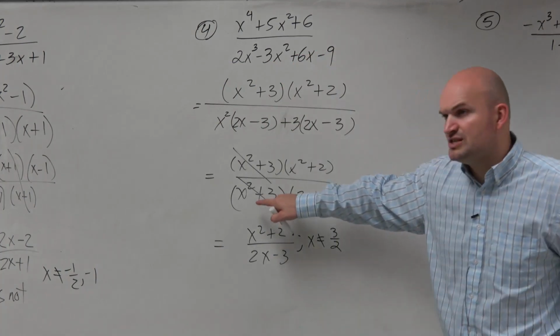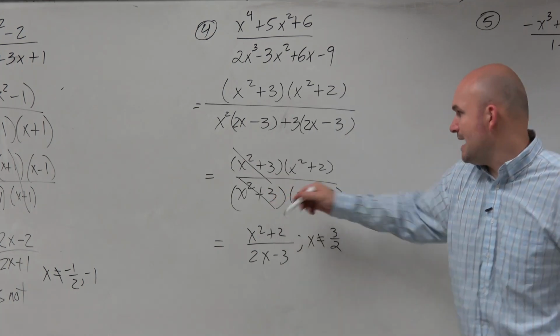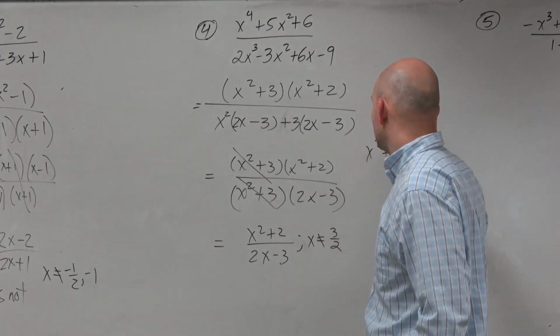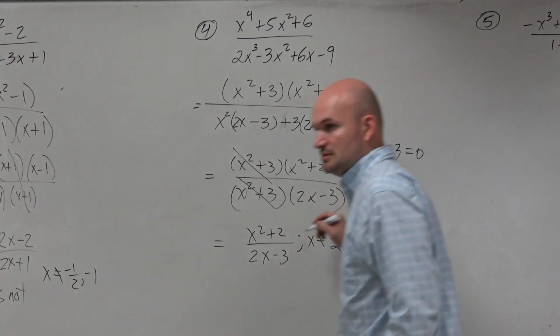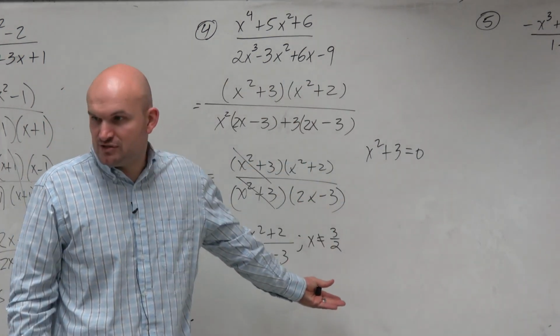But why don't I use this one? Why doesn't this have a restricted value? Not because it got divided out, but what happens when you solve x squared plus 3 equal to 0? You get i. You're dealing with complex numbers. We're not going to call i a restriction on this domain. It's only for real numbers.